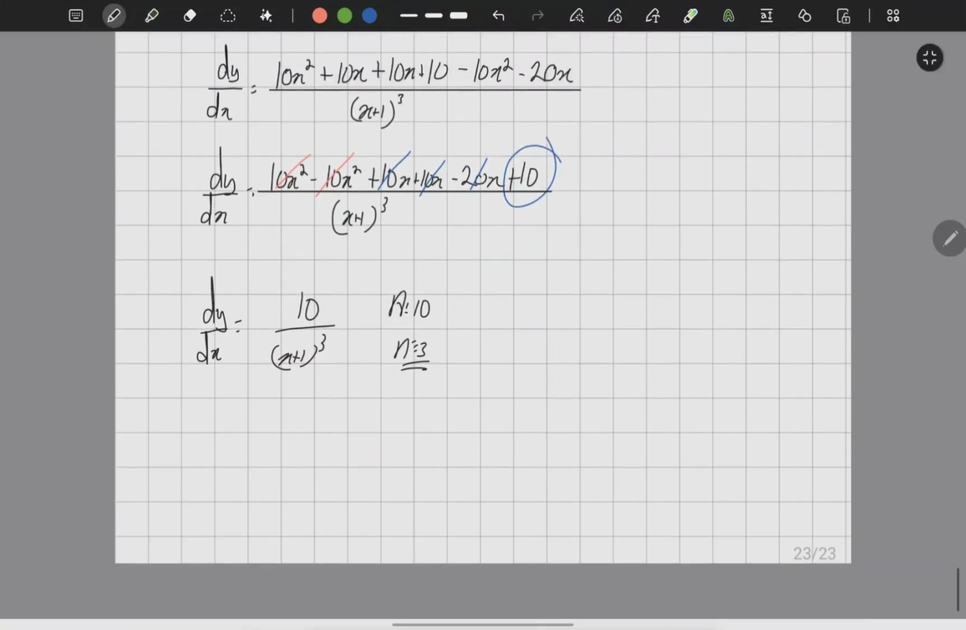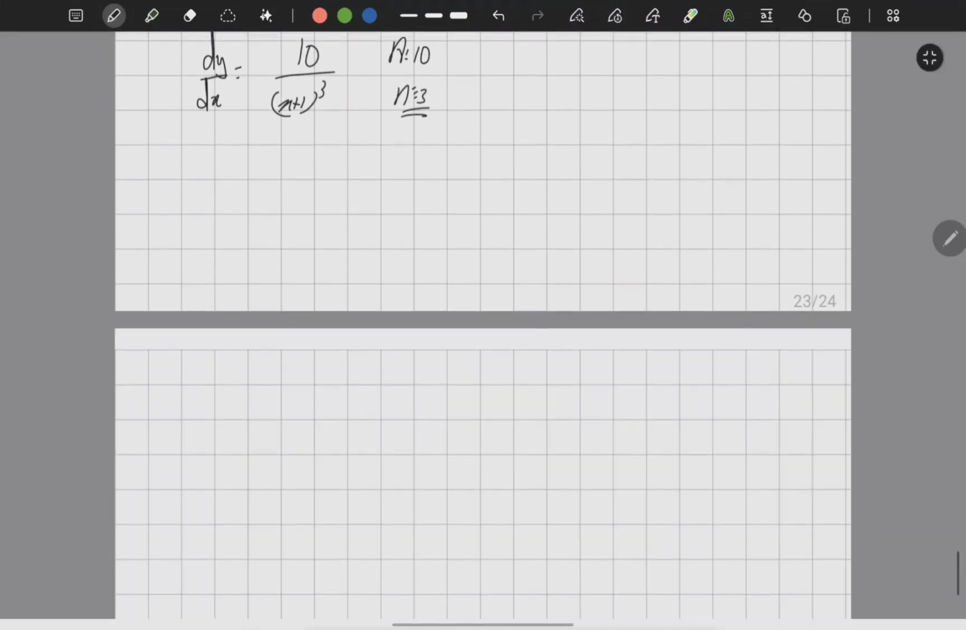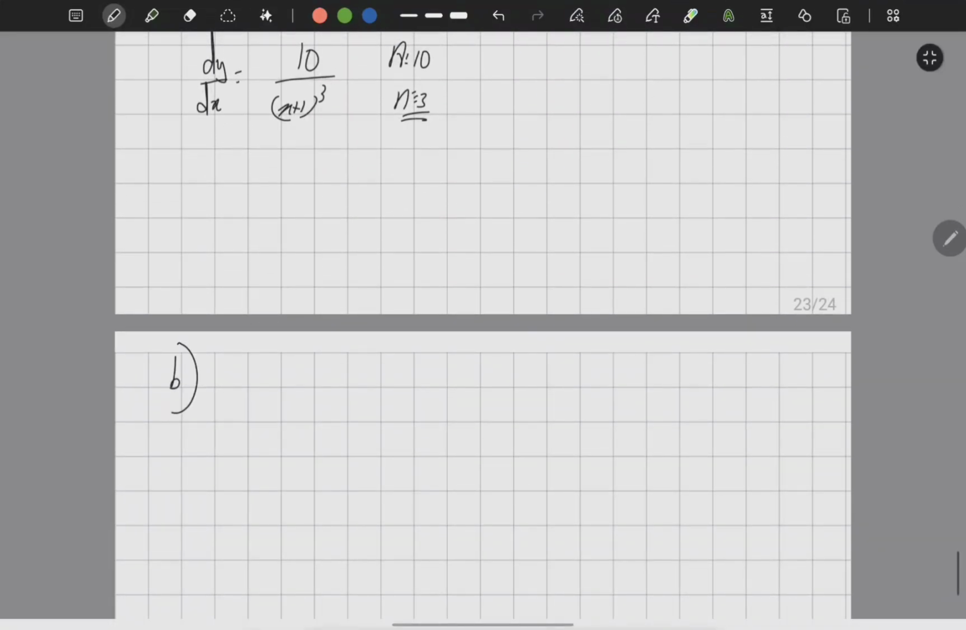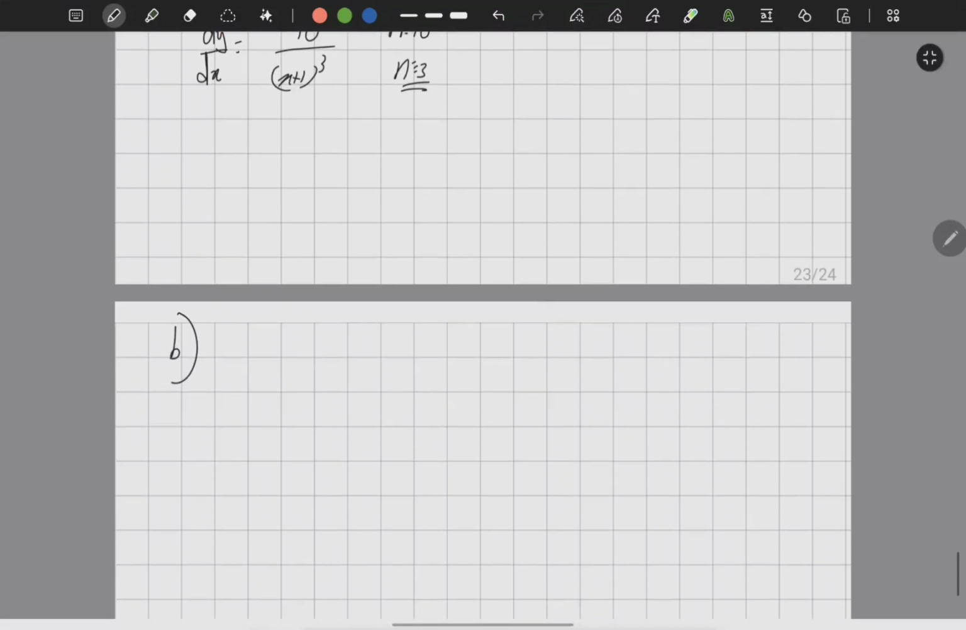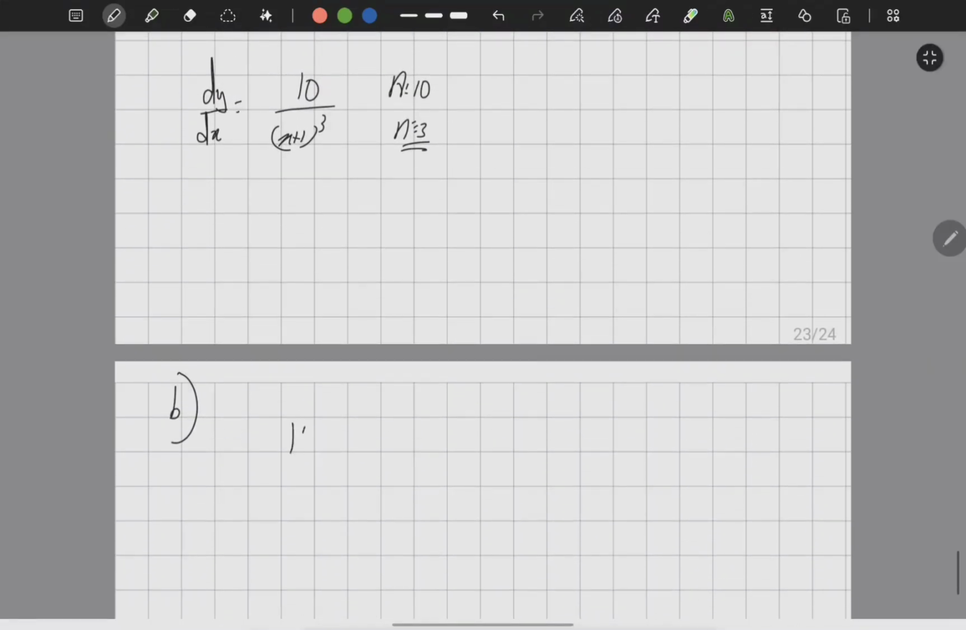Okay, part B is only 1 mark. So for part B, it says deduce the range of values for which dy over dx is less than 0. So we have our dy over dx, and we want it to be less than 0.